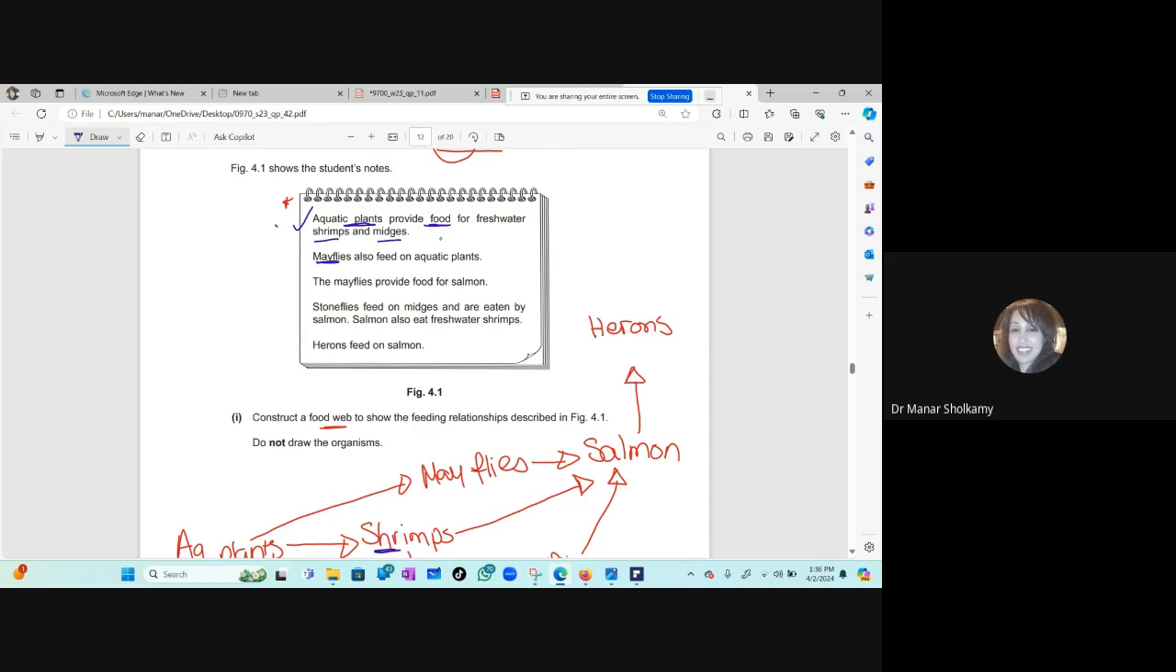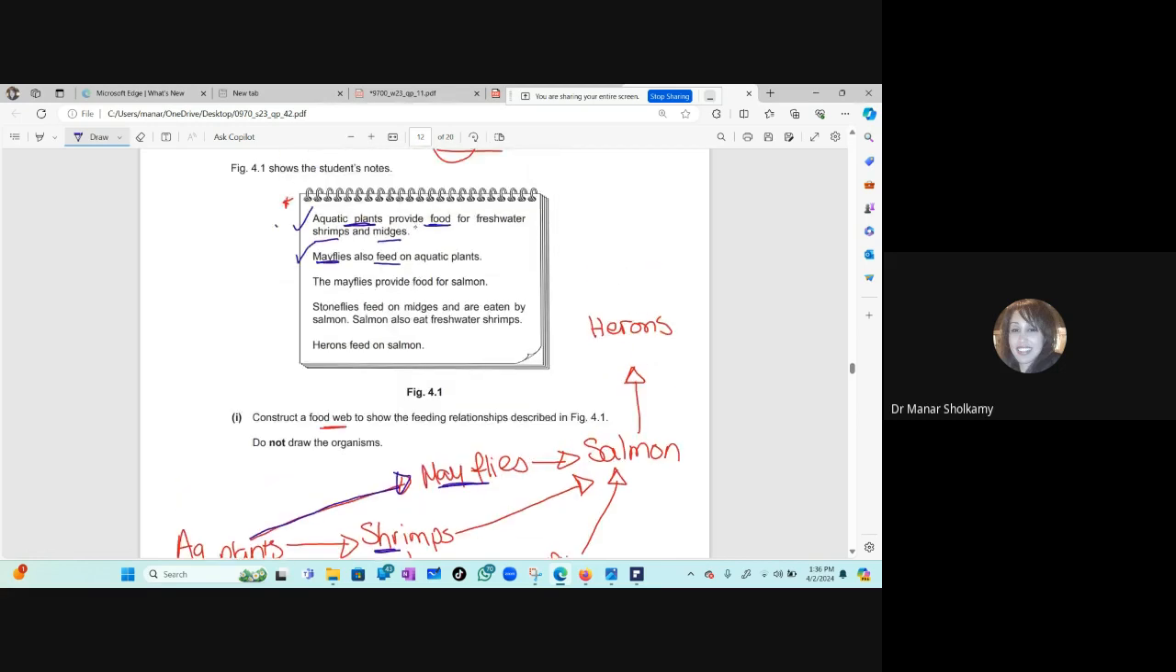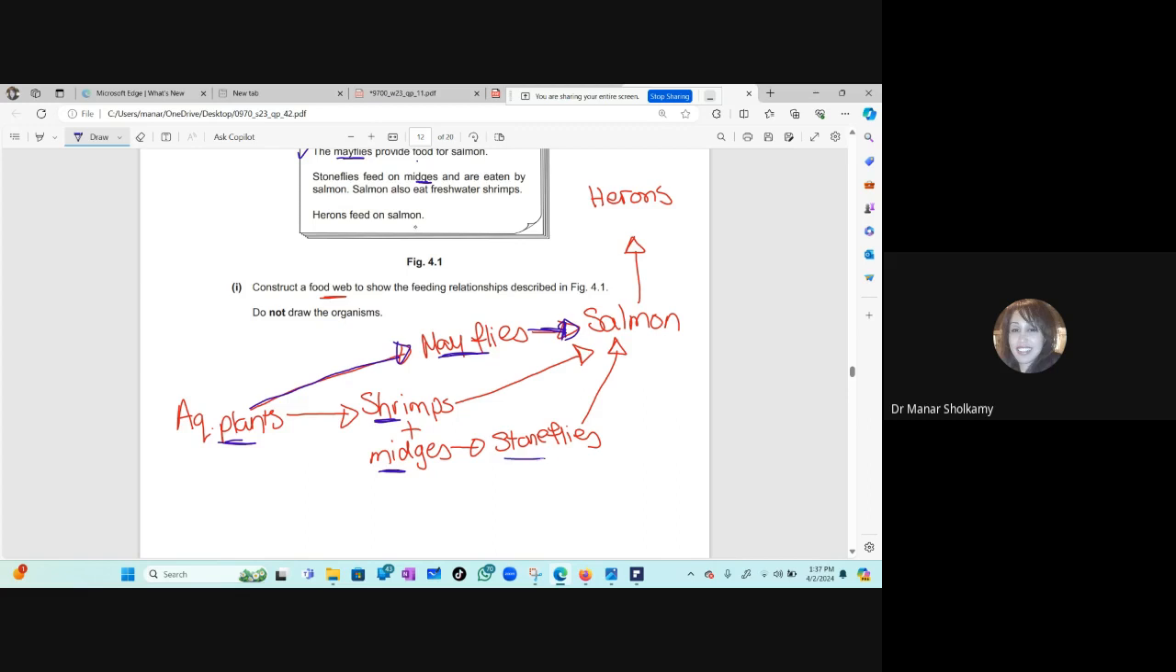The mayflies feed on the plants, so these plants are also eaten by mayflies. This is the second sentence. The mayflies is food for salmon, so the mayflies will be eaten by salmon. Check mark. Stoneflies feed on midges, so I will go to midges. They're eaten by stoneflies, and these stoneflies are eaten by salmon. So the stoneflies are also eaten by salmon.